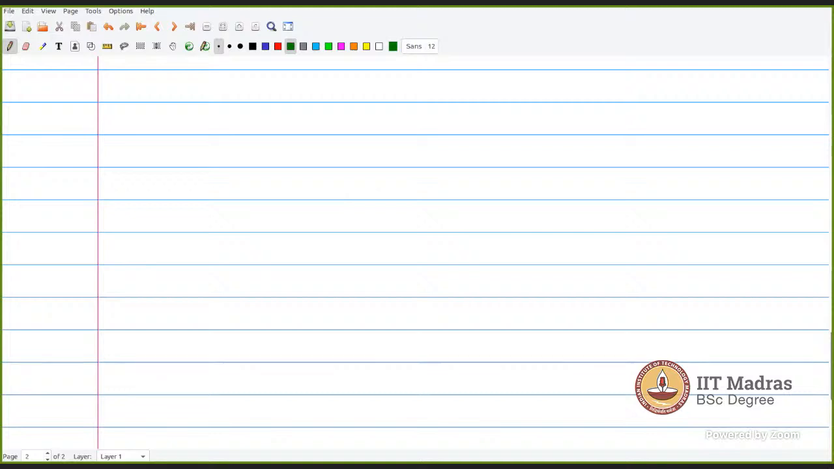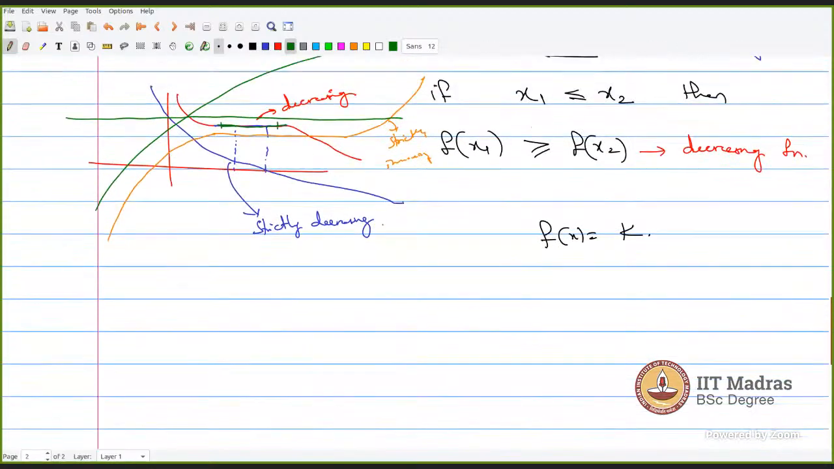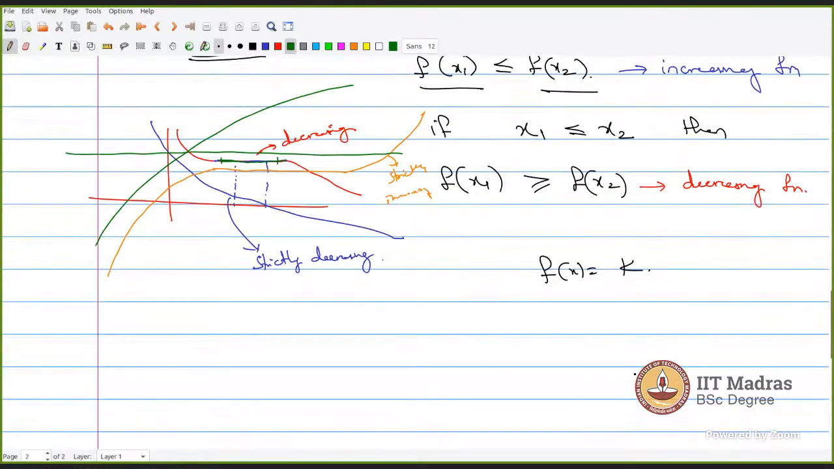Sir, for strictly increasing, with a constant, can we say it is strictly increasing? I'm just confused. No. If it is constant, it will fail the property. For strictly increasing, if x1 is less than x2, f of x1 should be less than f of x2. This is only less than. There is no equal to sign here. This condition will be failed by a constant function.